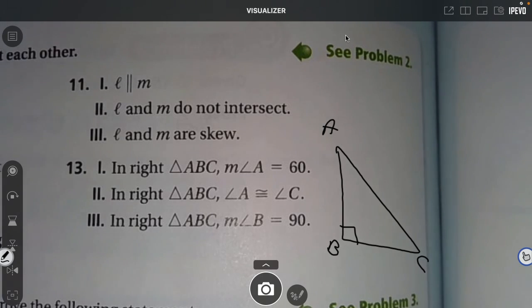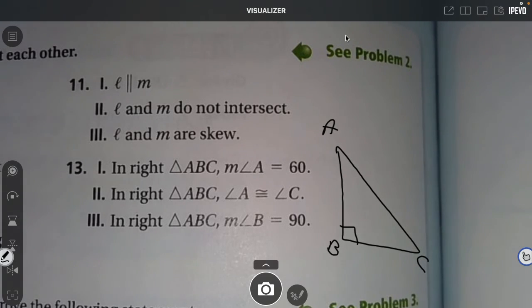Let's check these two. If B is 90 degrees, can angle A and C be equal? Could they both be 45? Mm-hmm. And that would work because that would be 45, 45, and 90. That would add up to 180. So I know it's not going to be this one. So it must be these two together.